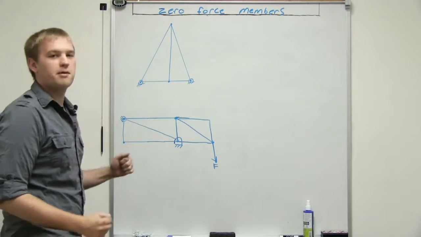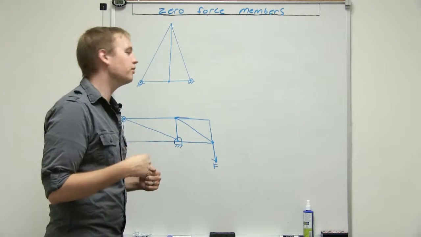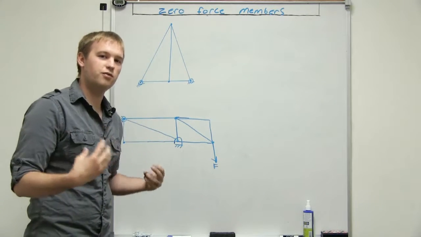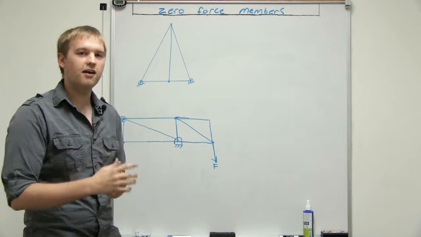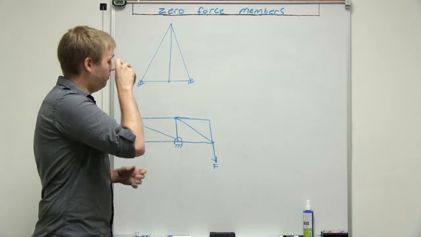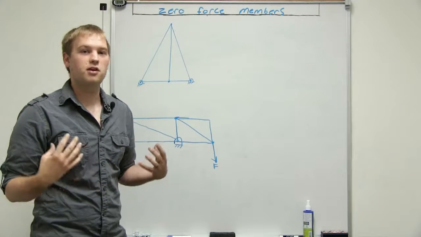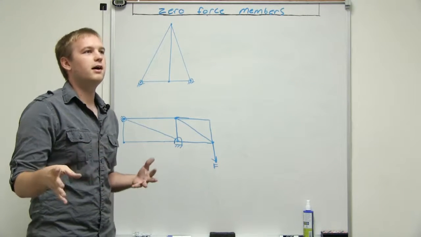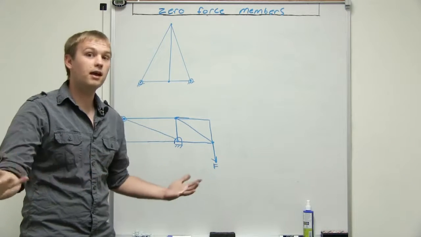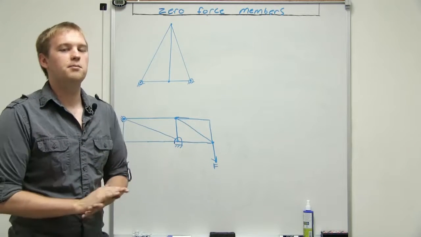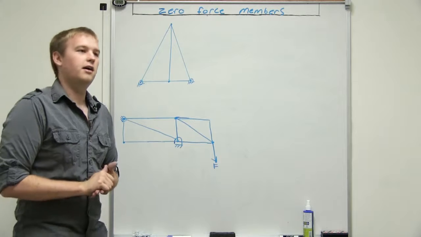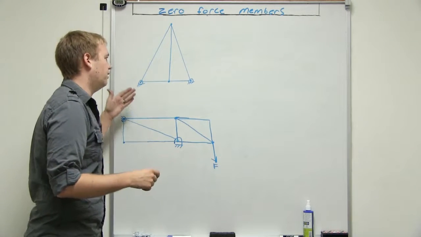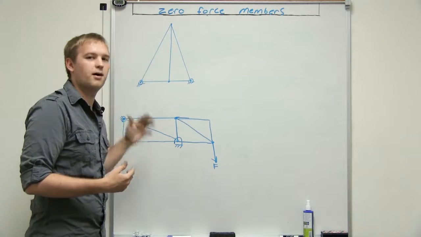So a zero force member is a member or a beam in a truss problem that carries zero force with it. And we can tell what members are zero force members just by looking at the problem. Now, every once in a while, the force in a beam may end up being zero just randomly because of how the problem works. That does not necessarily make it a zero force member, or at least the kind that we're talking about right here.